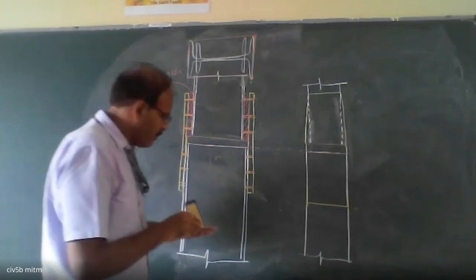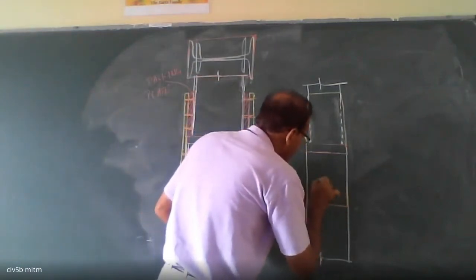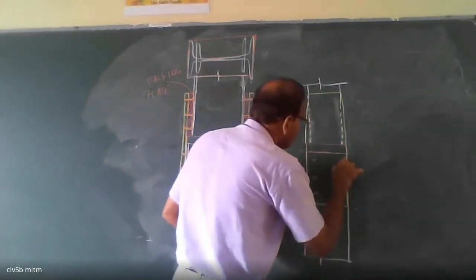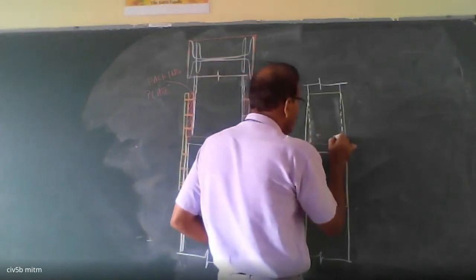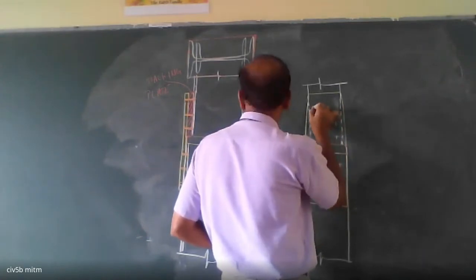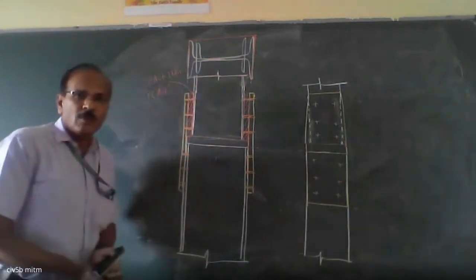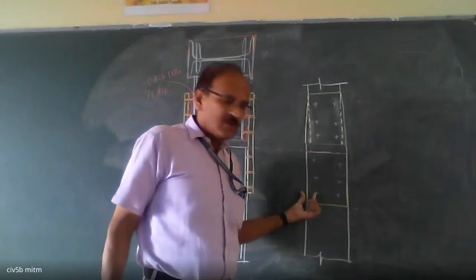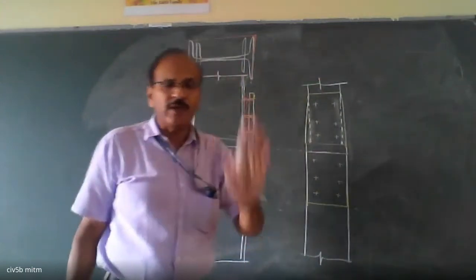Then what do we do? When you look from this side, you see the bolts. Again, the bolts here. And of course, you are going to provide the edge distance and end distance in all places as per the codal recommendation.